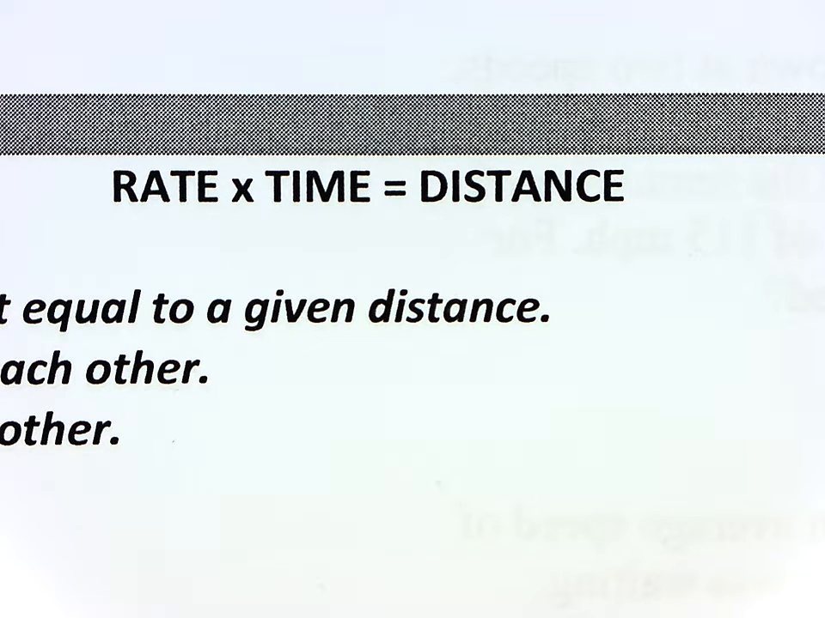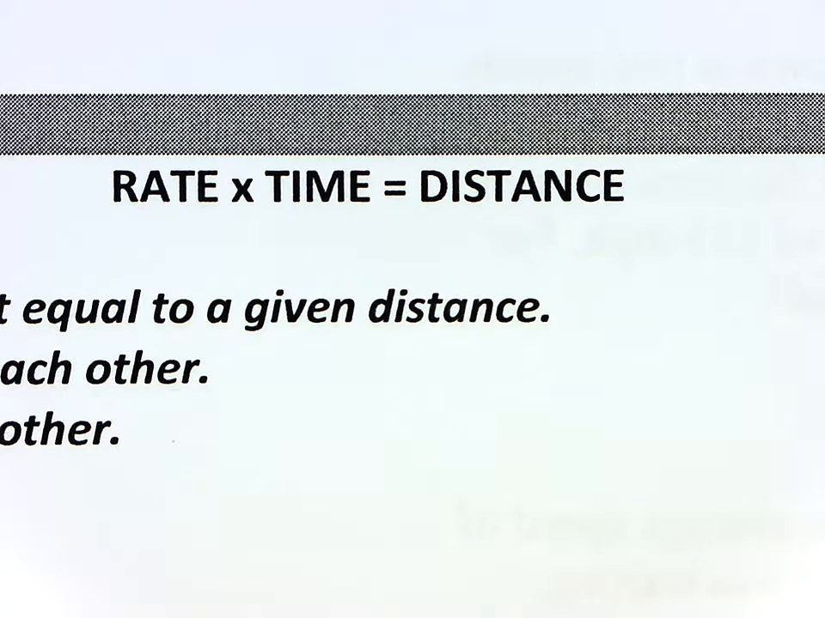Tell me, Maddie V. 70 miles per hour for 3 hours. 210 miles, right? 70 miles per hour, 3 hours, 70 times 3, 210. Okay, that makes sense. So we're going to be using this equation, all right?